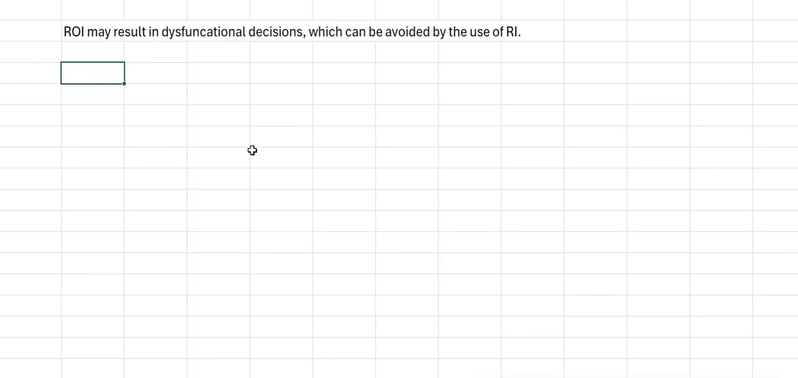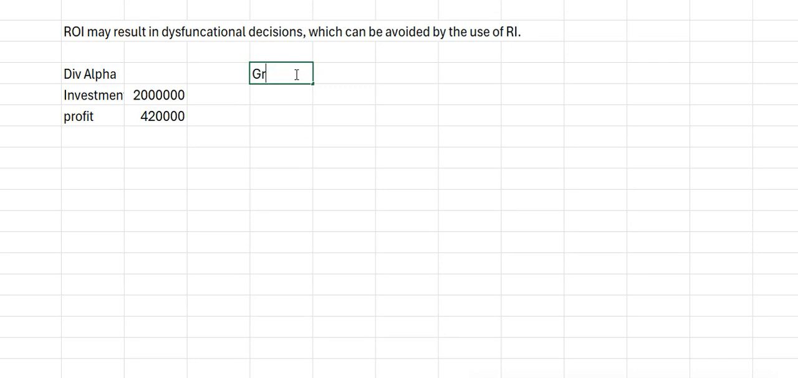Look at this example. Let me take division Alpha of a company. It currently has an investment of, say, $2 million, and it currently maintains an operating profit of, say, $420,000. This is their forecast for next year. Whereas the group policy, this is one division we are talking about, Alpha, so it is under a group of companies. The group policy target ROI is 15%.